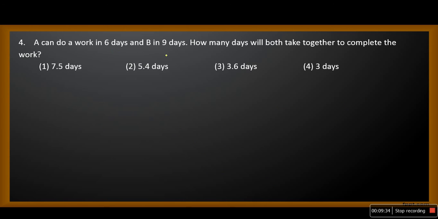A can do the work in 6 days and B can do the work in 9 days. How many days will both take together to complete the work? So here it says that A takes 6 days and B takes 9 days. This is in days.